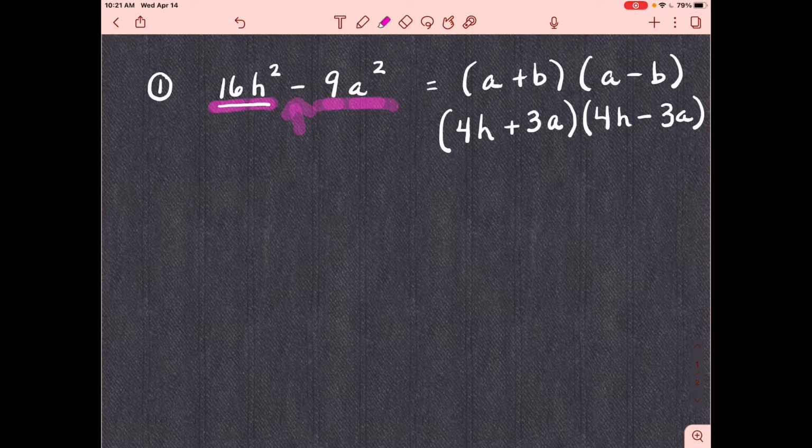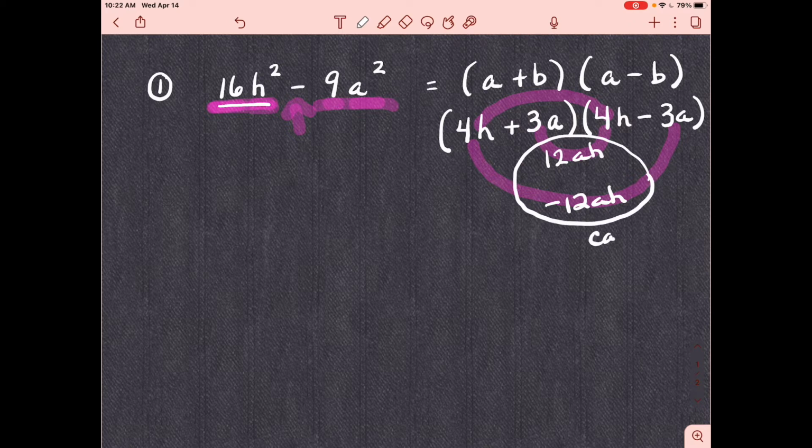We can test this out. 4h times 4h is 16h squared. 4h times negative 3a is negative 12ah. And the reason that's not looking familiar is because this is positive 12ah, and together they cancel, so that we will have just two terms. 3a times negative 3a is negative 9a squared.